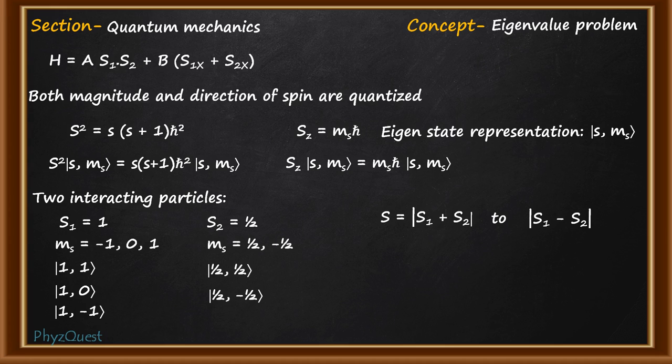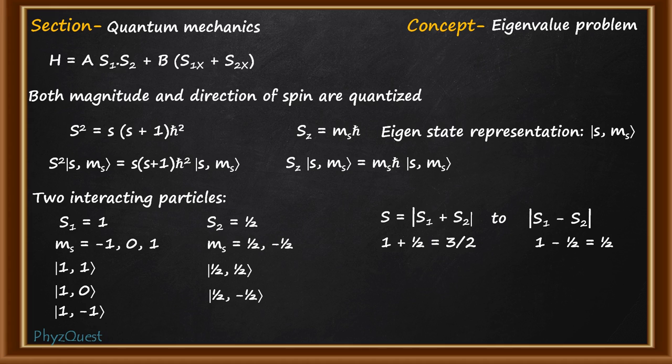Because when you take the total, the direction of the spin of the particle may vary. That is why we take S1 plus S2 to S1 minus S2. Now if you put in the values, it will be 1 plus half, that is 3 by 2, to 1 minus half, that is 1 by 2.